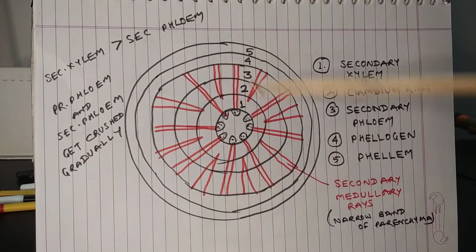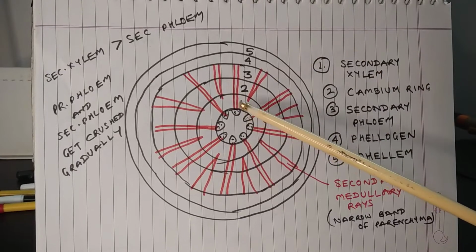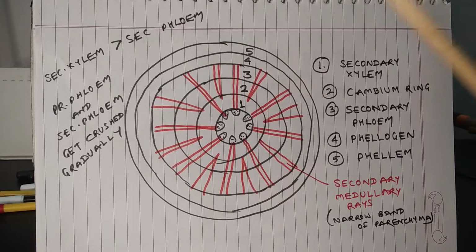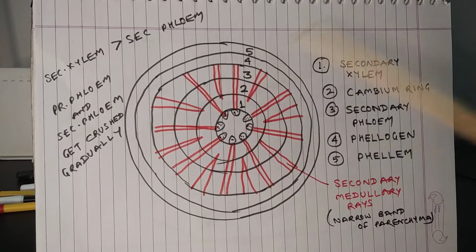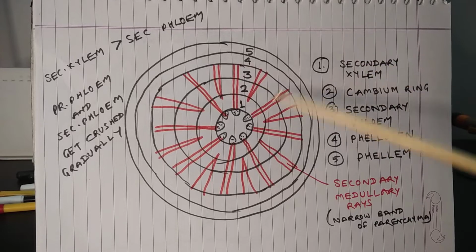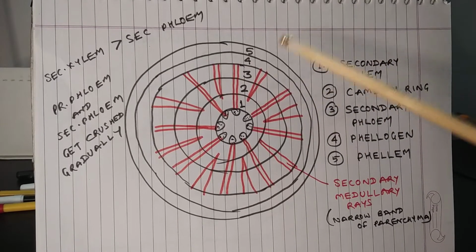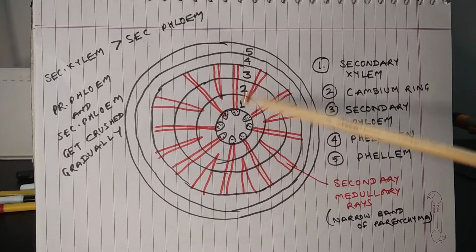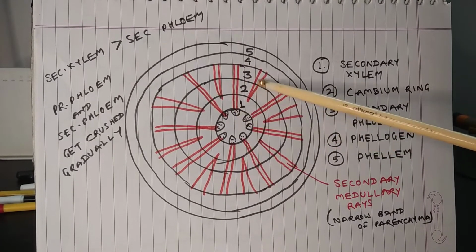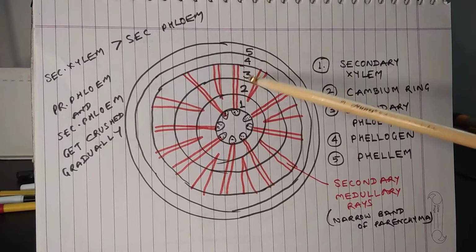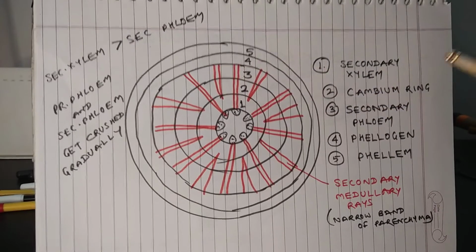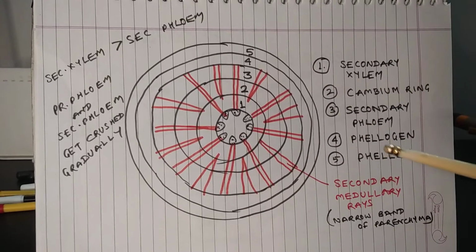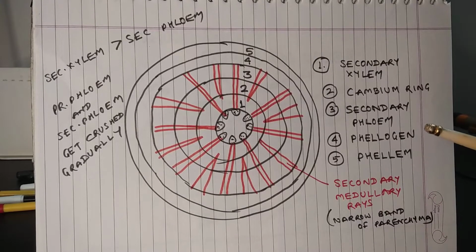So there are various concentric rings, various layers. At the center is the pith. These are primary xylems. I have labeled them 1, 2, 3 and 4 different layers. So number 1 is secondary xylem, number 2 is cambium ring, number 3 is secondary phloem. So this shows that the cambium ring gives off secondary xylem towards the pith and gives off secondary phloem towards the periphery. And after that comes number 4 and number 5. So number 4 is phellogen and number 5 is phellem. I will discuss it when I discuss the cork cambium.